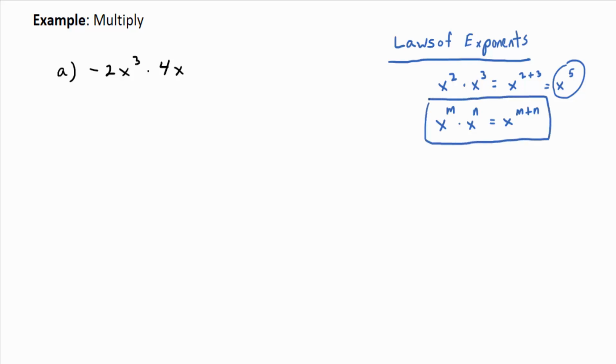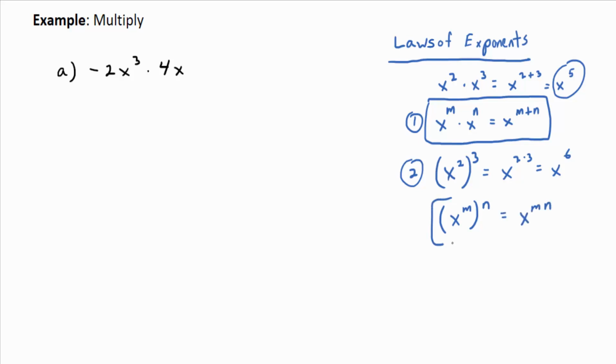There are other laws of exponents. I'll mention one other right now, so two altogether. Here's a specific example. If you take x squared and cube it, do you remember what you do? You keep the base x, but you multiply the exponents. So x to the 2 times 3, or x to the 6th. So the general rule is if you have x to the m, and then you take that to the n power, you get x to the m times n. That's the general rule.